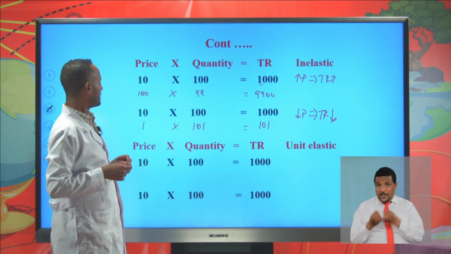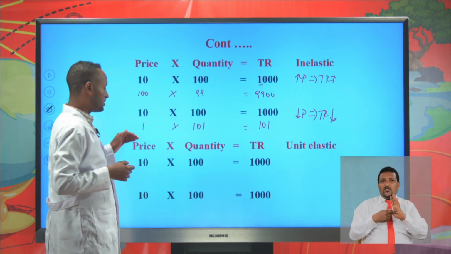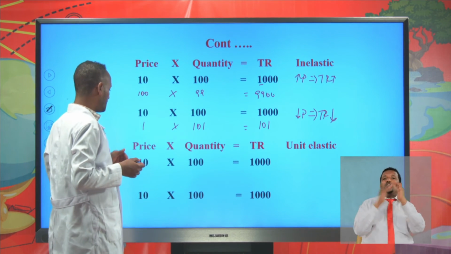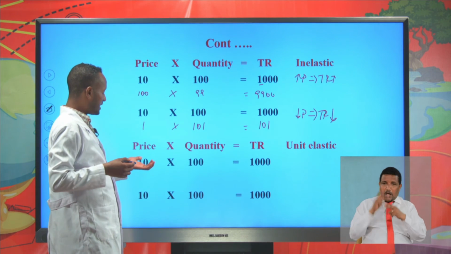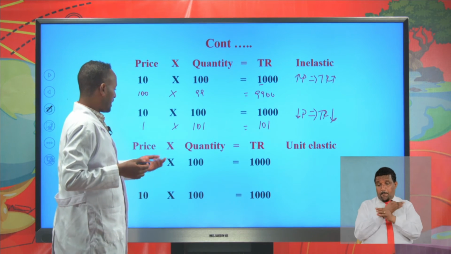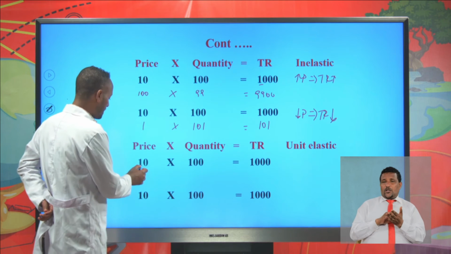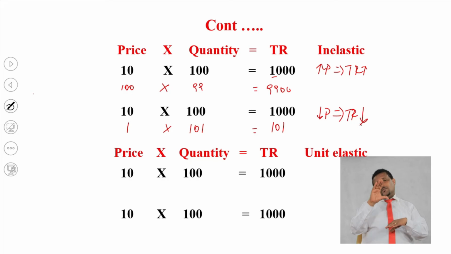Finally, let's see when the buyer is unit elastic. That means there is a proportional change in price and quantity demanded. If the price of a kilogram of something is 10 birr, and the firm sells 100 units, the total revenue is 1,000. Now, if the price is doubled, from 10 to 20, and the buyer is unit elastic, then the quantity demanded must be halved. That means it is 50. 20 times 50 is 1,000.